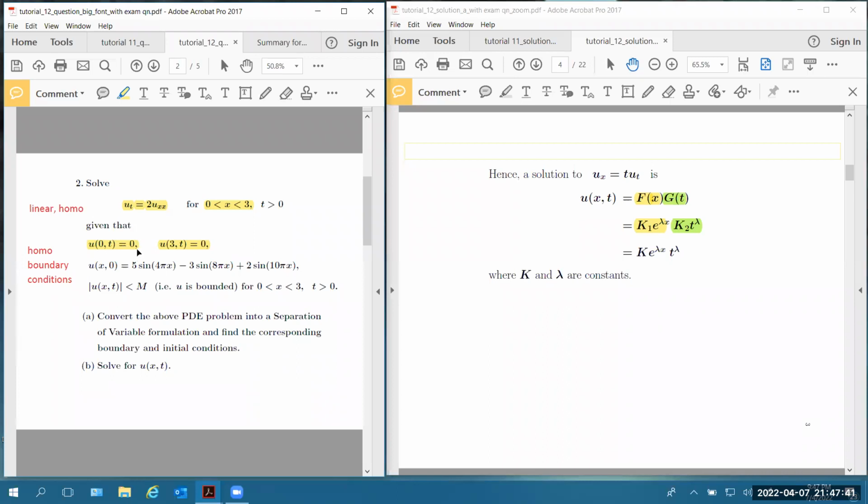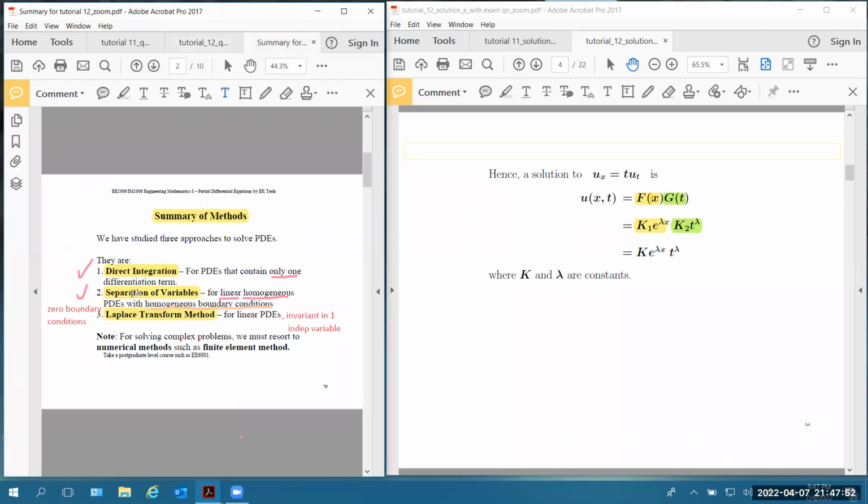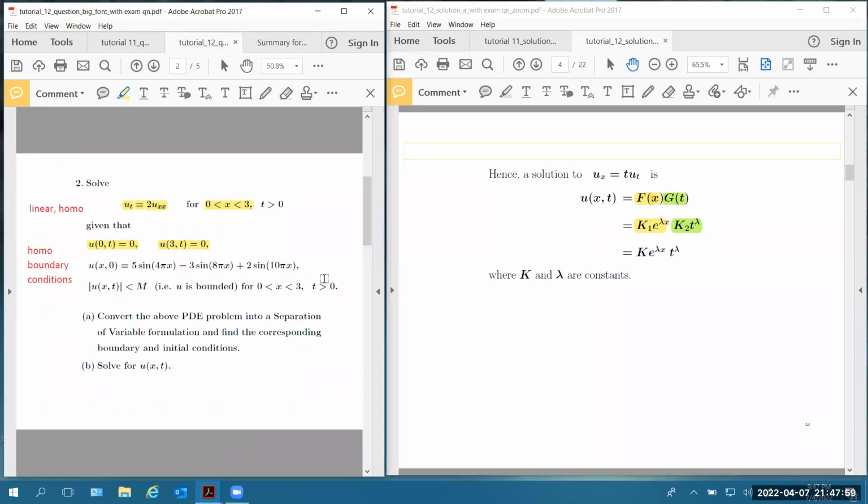And because it's equal to 0, here also equal to 0, they are called homogeneous boundary conditions. Okay, so it fits. Therefore, we can use a separation of variables method. And we are also given this u(x,0) equal to this thing.